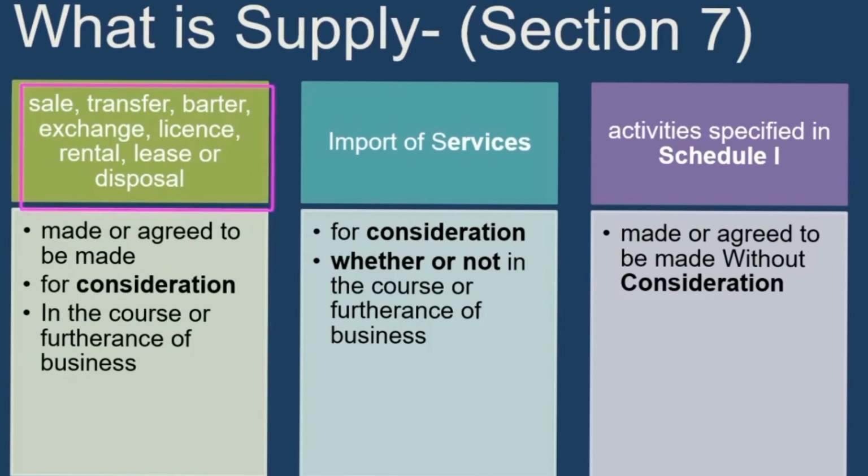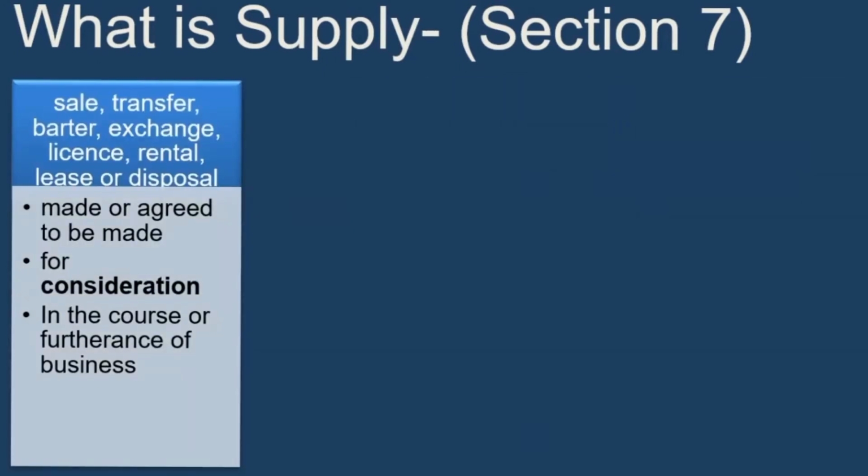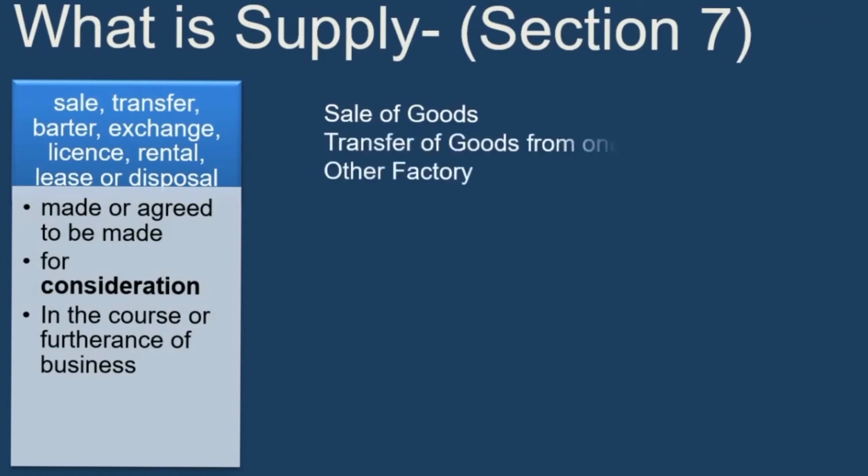The first component is regarding sale, transfer, barter, exchange, etc. Try to understand what it means. For the word supply: sale, transfer, barter, exchange, license, lease or disposal, made or agreed to be made for consideration, in the course or furtherance of business. Now, what do you mean by business is covered under the definitions lecture and discussed separately. What you have to cover here, number one, is sale. Sale of goods: you're selling goods in a shop, we're purchasing the goods, the seller is selling the goods. That is treated as supply.